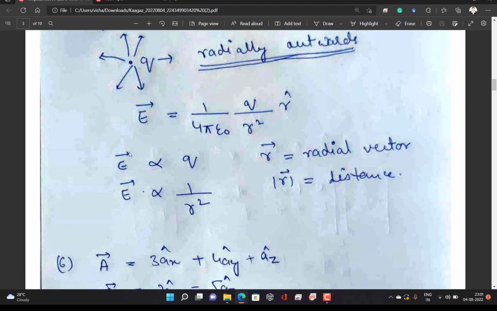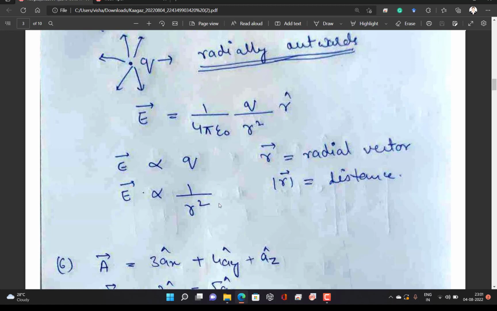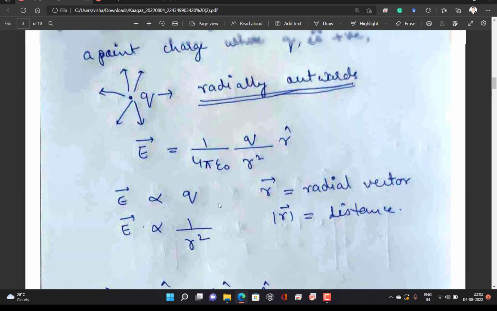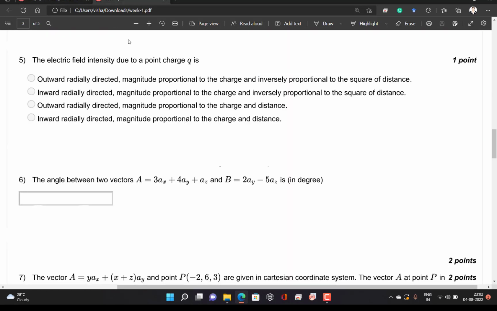So we know that the electric field intensity will be directly proportional to the point charge, and it will be inversely proportional to the square of the distance. So option A will be the correct option. The electric field intensity will be outward radially directed, with a magnitude proportional to the charge and inversely proportional to the square of distance.